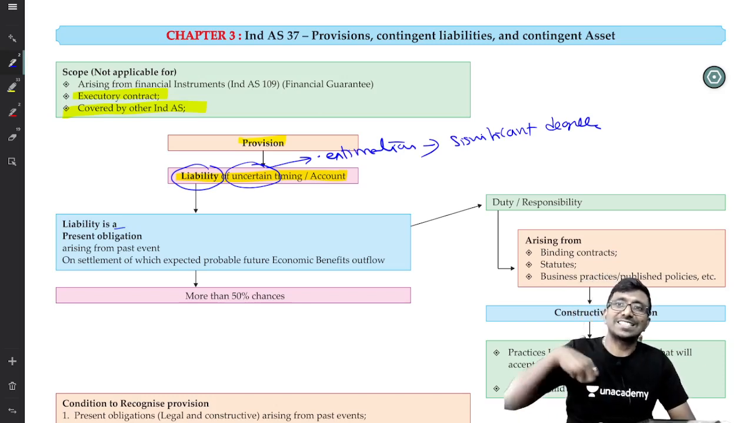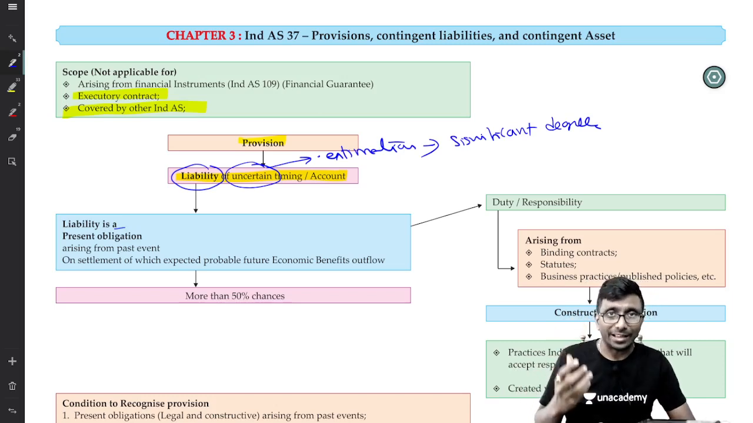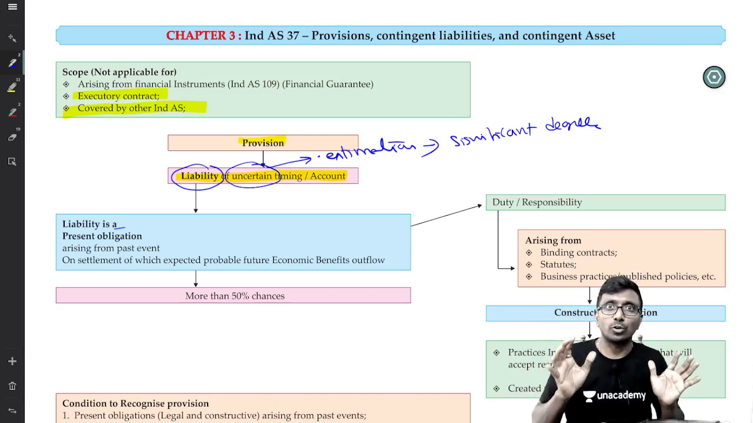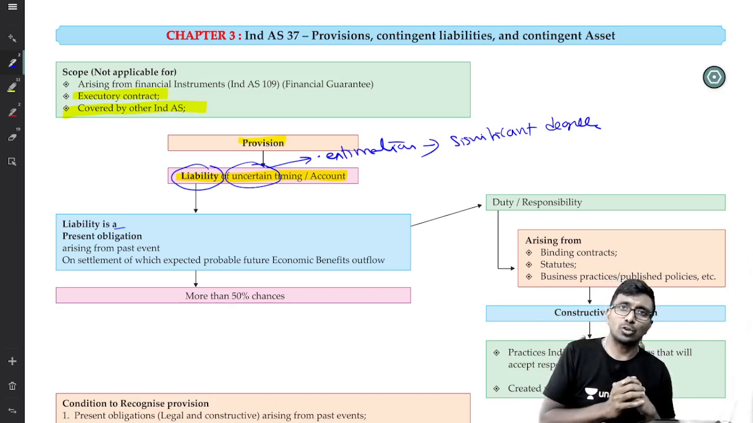Constructive obligation is like self-binding. Well, what is self-binding? Our business practices, our actions, correct? Now, these are creating a valid expectation in the minds of the other party that we are going to satisfy, we are going to do our job, we are going to respond, we are going to settle it. Right? Say, a simple example, I'll close it.